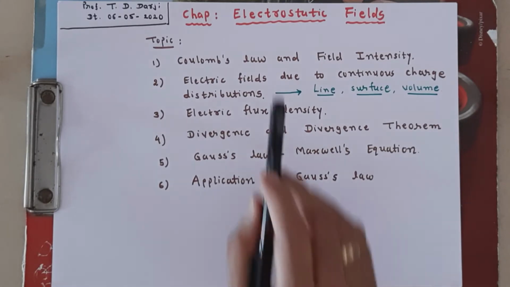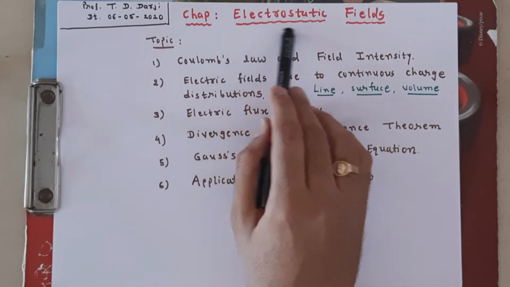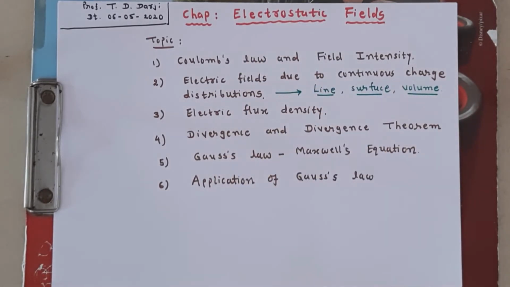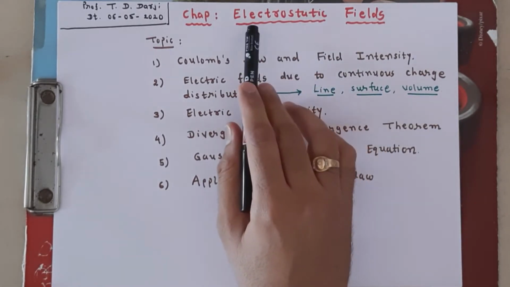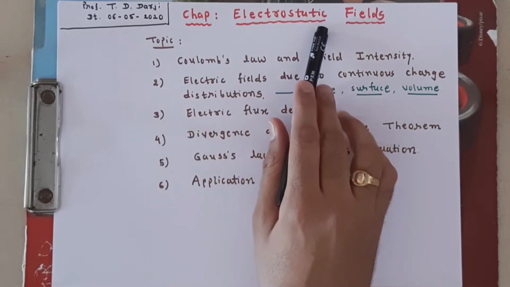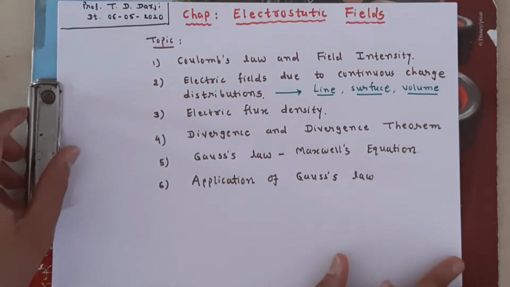So the chapter itself states the field is electrostatic field. So let us start this chapter with the concept of what we mean by electrostatic. Okay, so as we know, there are two types of field, electric field and magnetic field.